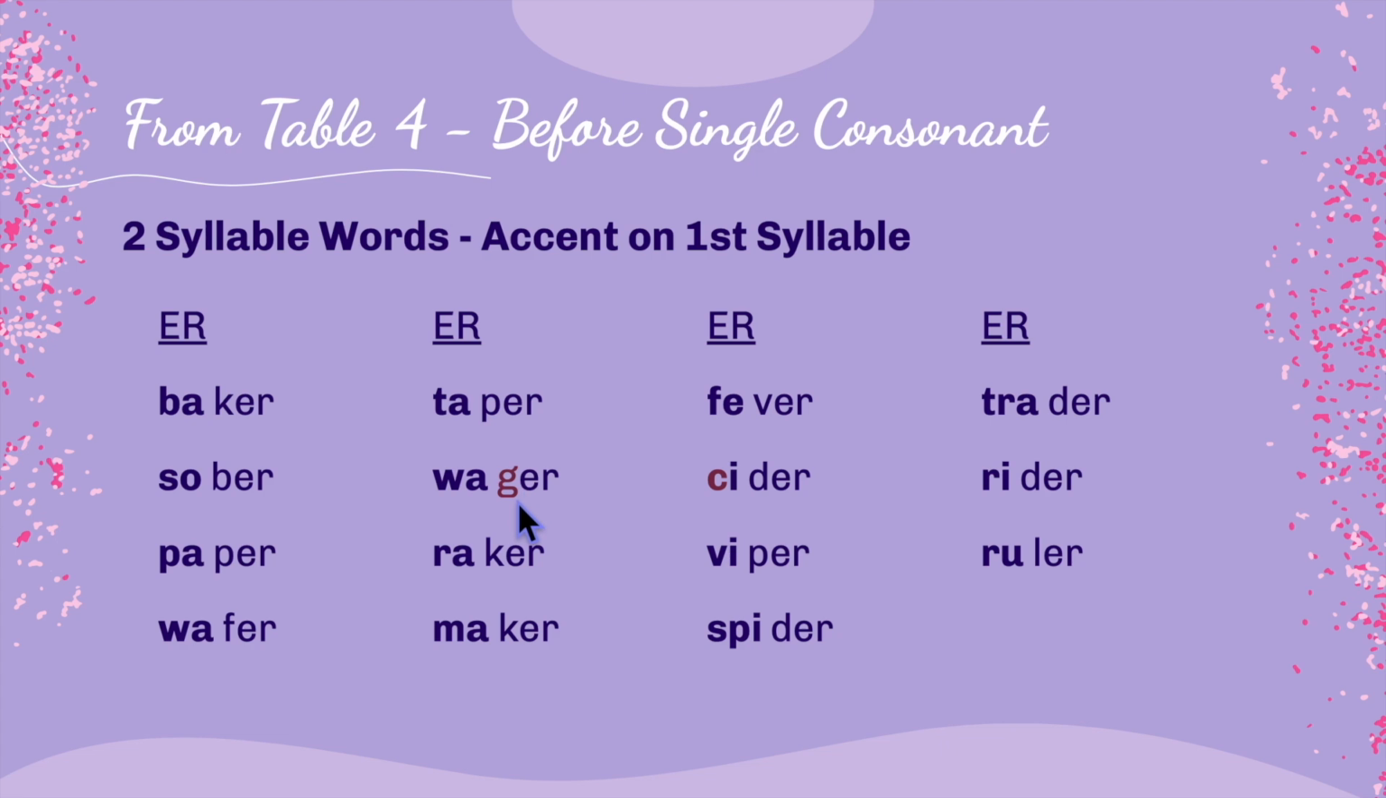This G is going to have its soft sound of J because of the E. Wager, raker, maker, fever. This C will have its soft sound of S because of the I. Cider, viper, spider, trader, rider, ruler. Again, in all of these words, they were divided after a vowel before a single consonant. And since the first syllable was accented, we used the long sound for the syllable.